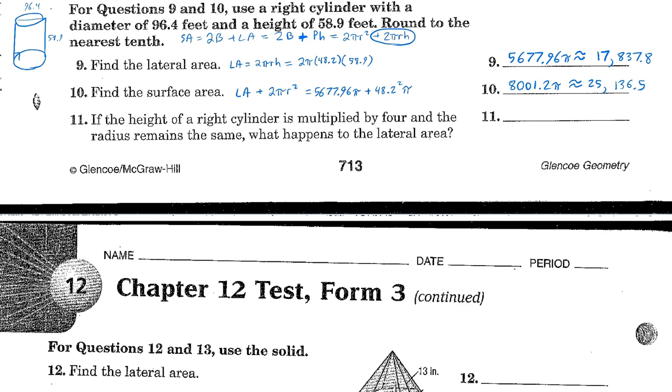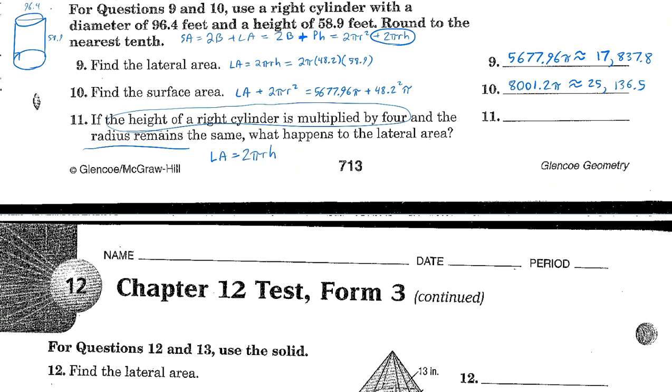25,136.5. Okay. Now it says if the height of the right cylinder is multiplied by 4 and the radius remains the same, what happens to the lateral area? So if the height of the right cylinder is multiplied by 4, but the radius remains the same, well, you have the old lateral area, which was just from up here, 2 pi RH.